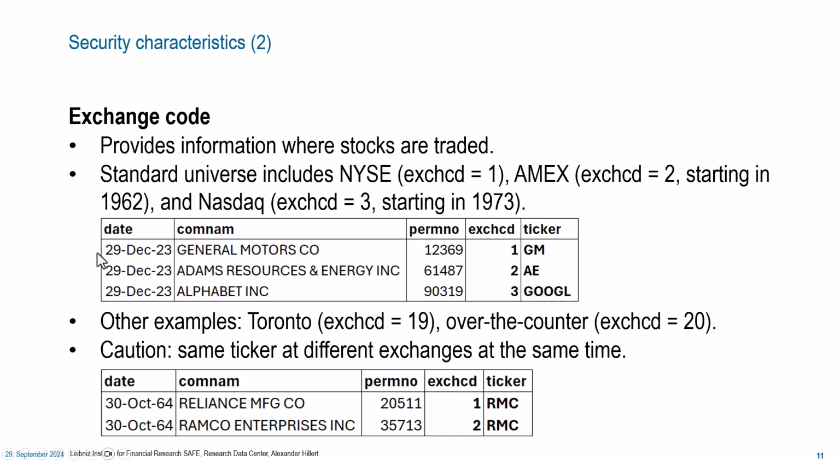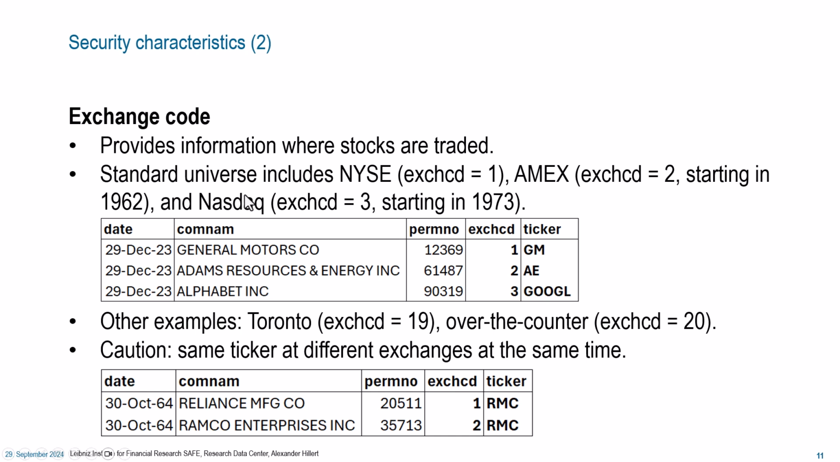Again, I have some examples for you from the most recent period, end of December 2023. GM is listed at the New York Stock Exchange under the ticker symbol GM. Then we have Adams Resources and Energy Inc. being listed at the American Stock Exchange under the ticker symbol AE. And then there is Alphabet listed at the NASDAQ under the ticker symbol GOOGL.